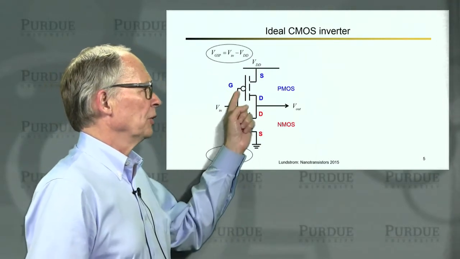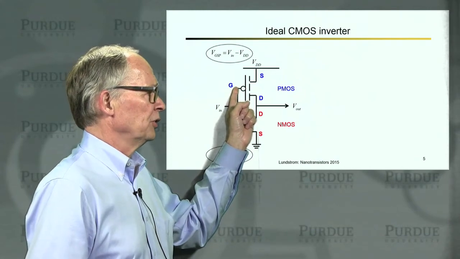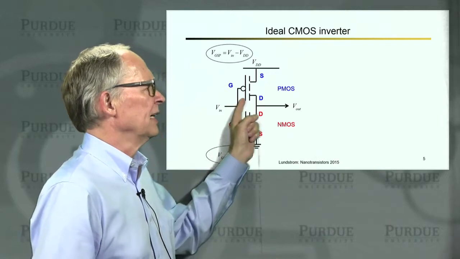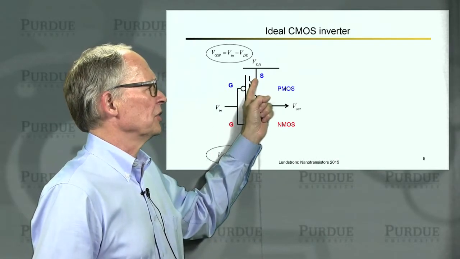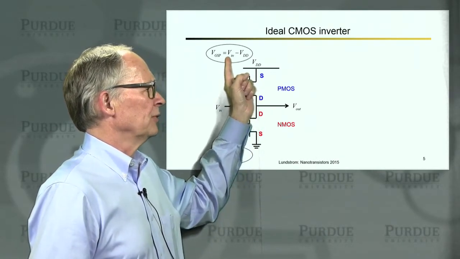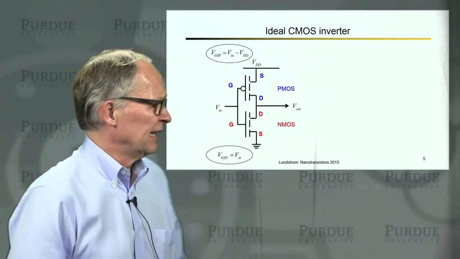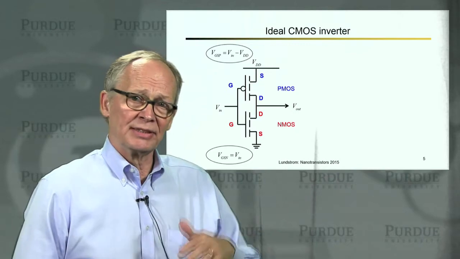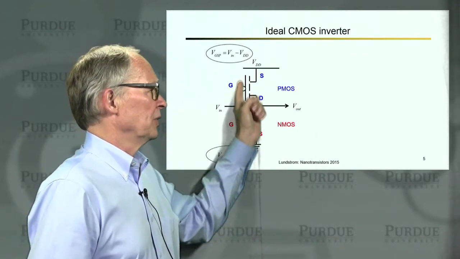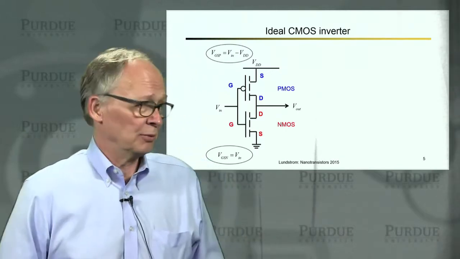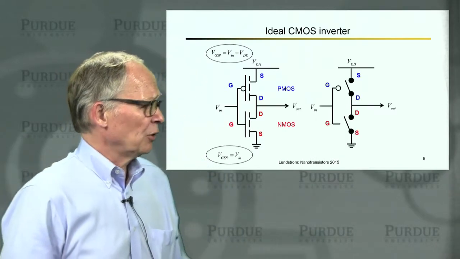Now if you look here, what's important always in a transistor is the voltage between the gate and the source. That's what determines whether we're on or off. And that gate to source voltage in the P-MOS is the input voltage minus the voltage on the source, which is the power supply voltage. So the input voltage is always between 0 and the power supply voltage. So this voltage is always some negative voltage, which is what it needs to be for a P-MOS transistor. So that's our basic circuit.